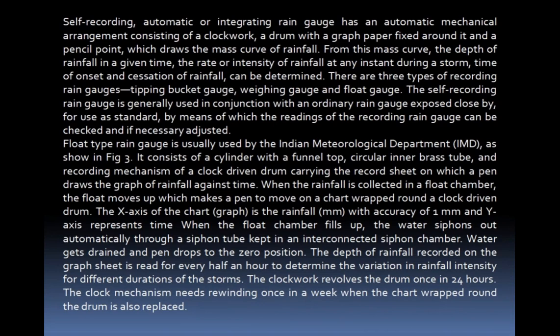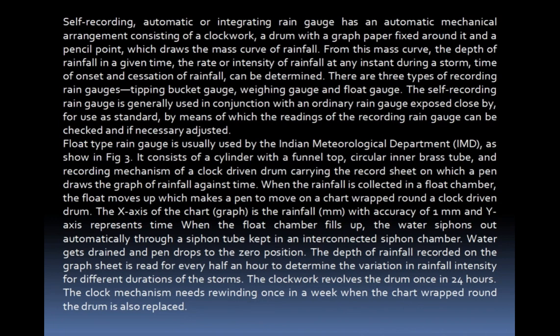A recording rain gauge, also called self-recording, automatic or integrating rain gauge, is an automatic mechanical arrangement consisting of a clockwork drum with graph paper fixed around it and a pencil point, which draws the mass curve of rainfall. From this mass curve, the depth of rainfall in a given time, the rate or intensity of rainfall at any instant during a storm, and the time of onset or cessation of rainfall can be determined. There are 3 types of recording rain gauges: tipping bucket gauge, weighing gauge and float gauge. The self-recording rain gauge is generally used in conjunction with an ordinary rain gauge exposed close by for standard.